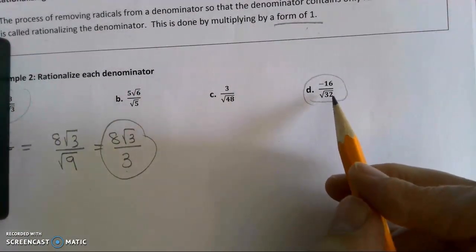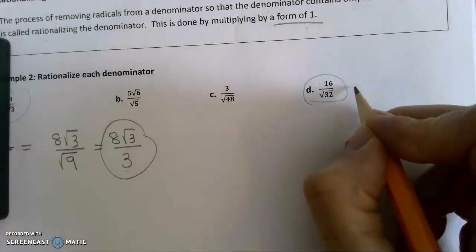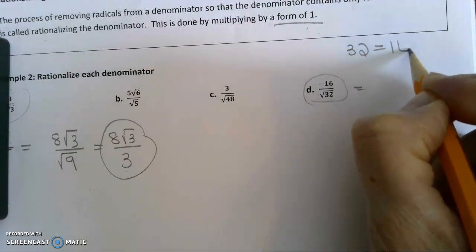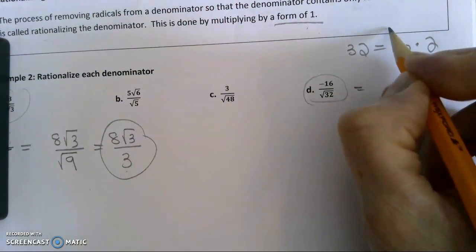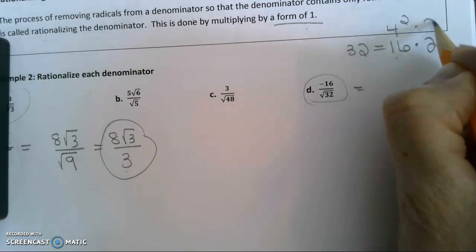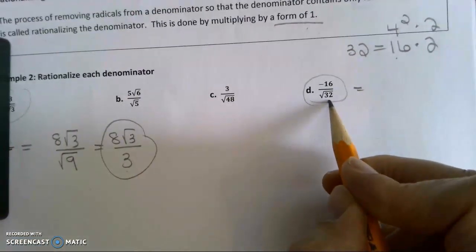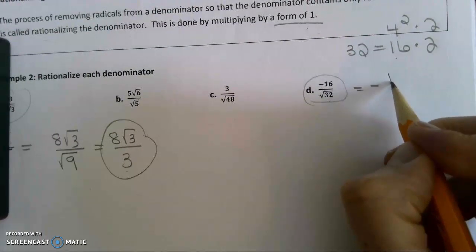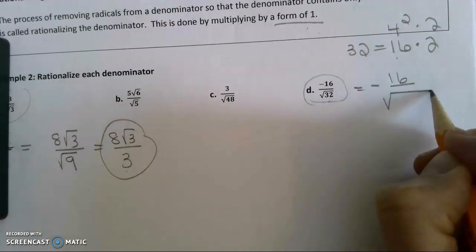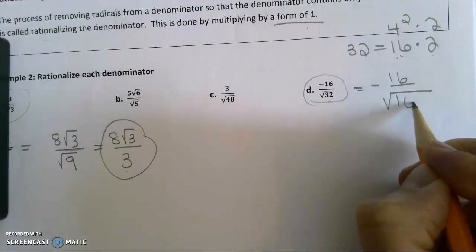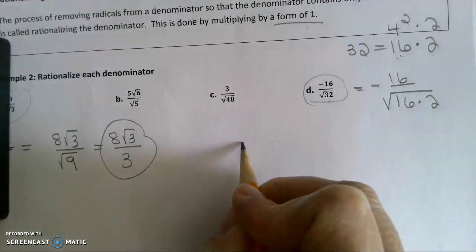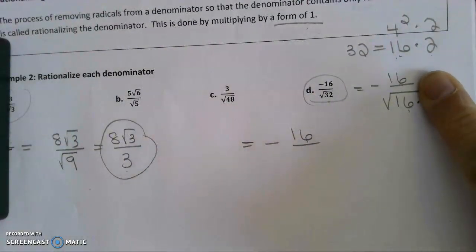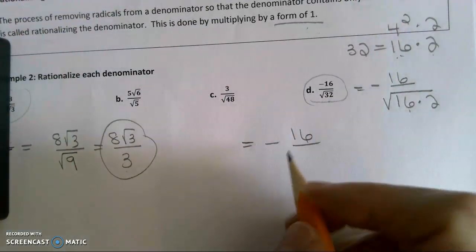First thing I'm going to do is write square root of 32. I know that 32 is 16 times 2, and 16 is 4 squared. So I'm going to first simplify this part, and then I'll worry about the radical in the denominator. I have negative 16, and that's okay. The square root of 32 is the same thing as the square root of 16 times 2. The square root of 16 is just 4, so I get 4 times the square root of 2.